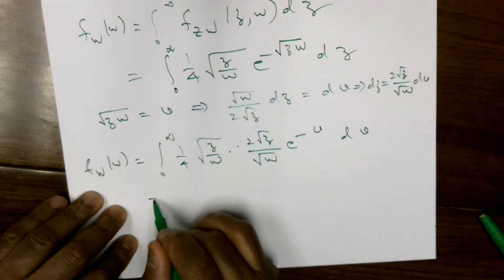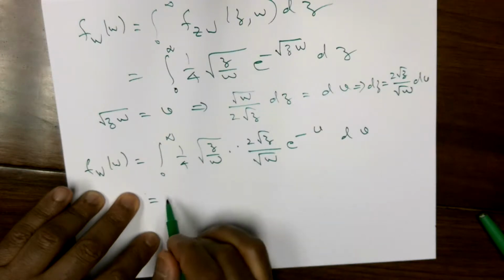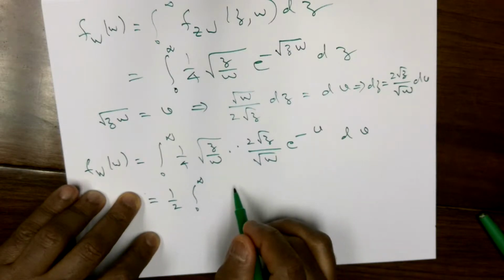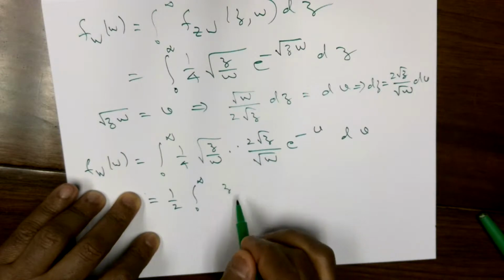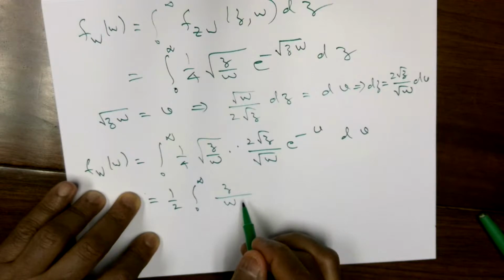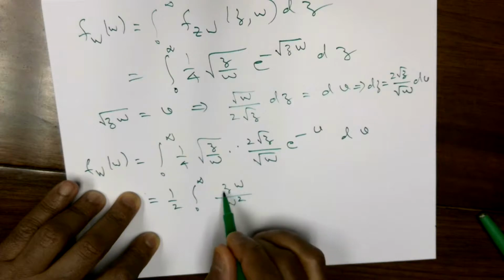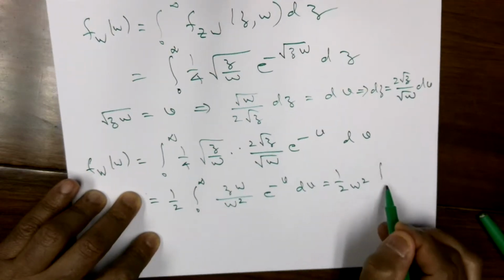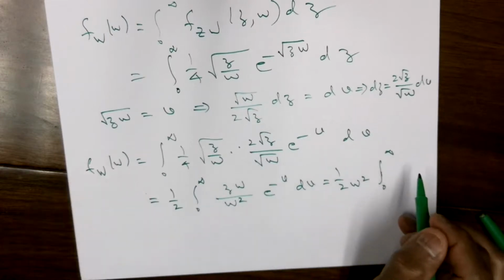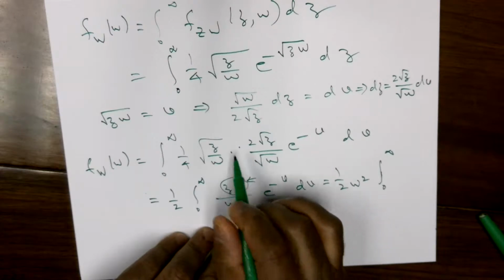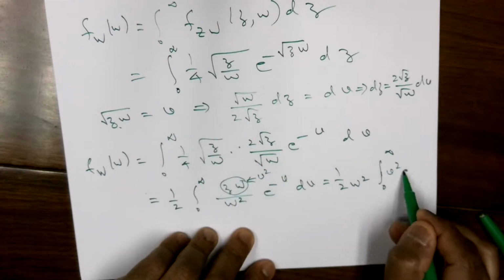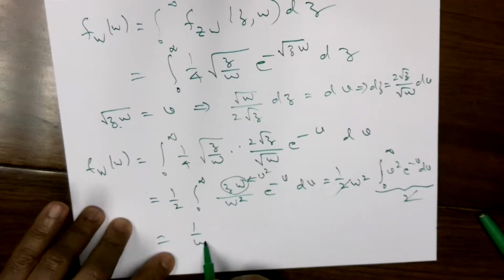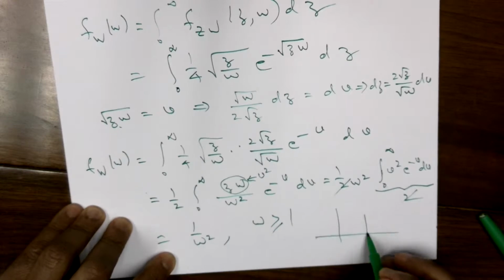So notice that the 2 cancels, so I have half integral 0 to infinity, I have here z over w. And then if I multiply by w here, this becomes w squared, and zw is the variable v. So I can write this as half w squared, integral 0 to infinity, and this zw becomes, notice here, square root of zw is v, so this is v squared e raised to minus v dv. But this whole thing, if you integrate, you get 2. So this 2 and 2 cancel, and you get the answer to be 1 over w squared for w greater than 1. So something like this.